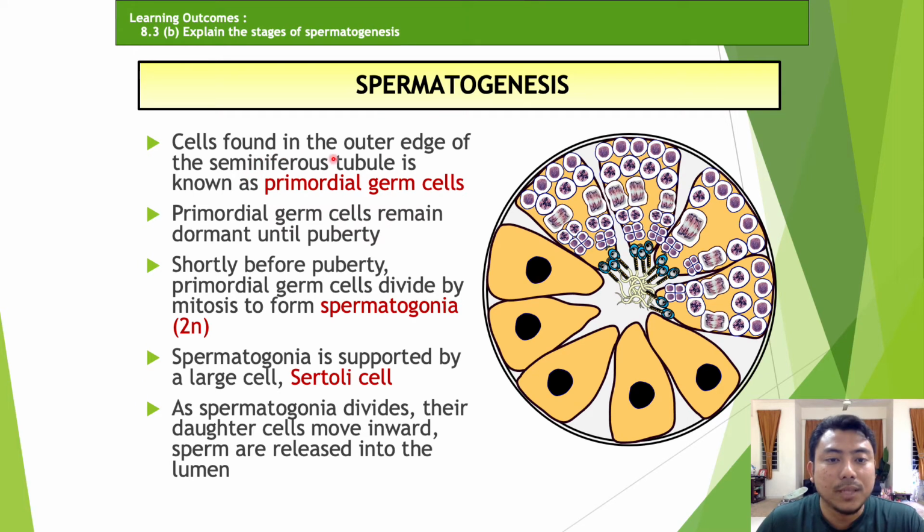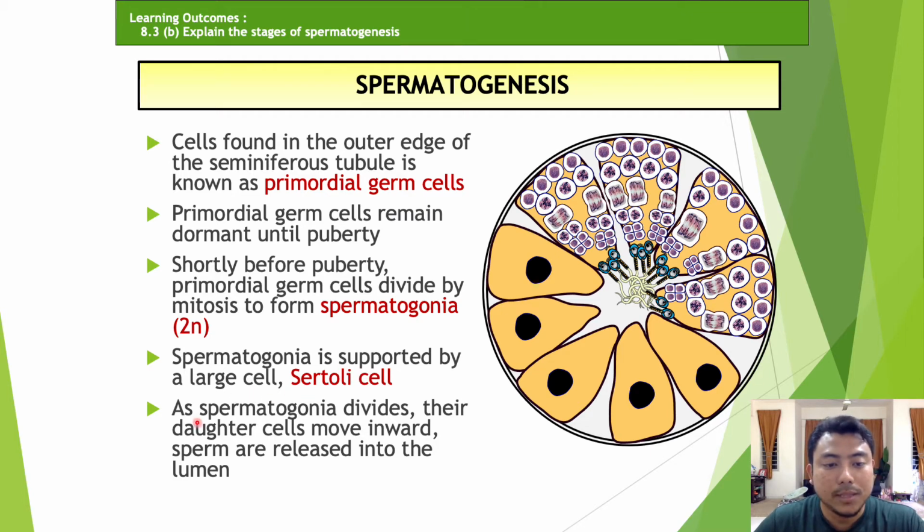So the cells found in the outer edge of the seminiferous tubule are called primordial germ cells. These are the cells that I'm pointing out. The primordial germ cells will remain dormant until the male reaches puberty. Shortly before puberty, these primordial germ cells will divide by mitosis to form spermatogonia. It's a diploid cell. The spermatogonia is supported by a large cell called the Sertoli cell.